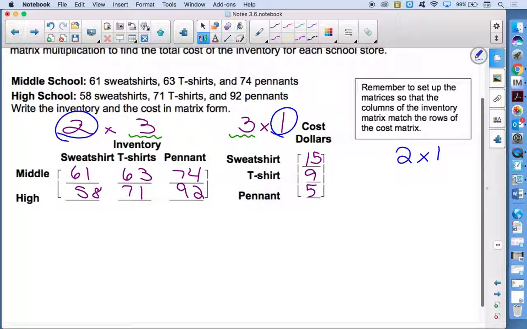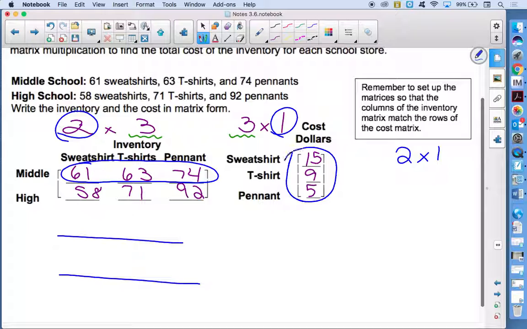Before you do that, so if I have 2 rows and 1 column, I only have 2 numbers that should be left after we do the multiplication. Remember, you're going across a row and down a column. And it's always rows by columns, rows by columns. So if I move across my row here, I have a 61. It gets paired with 15 because they're in the same position. So first position, first row, first position, first column. And then we have 63 with 9.